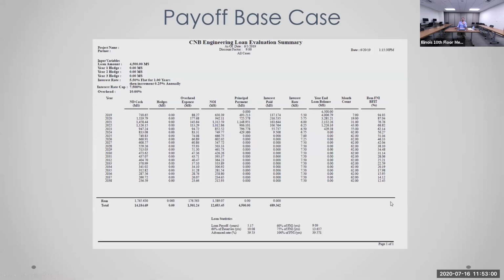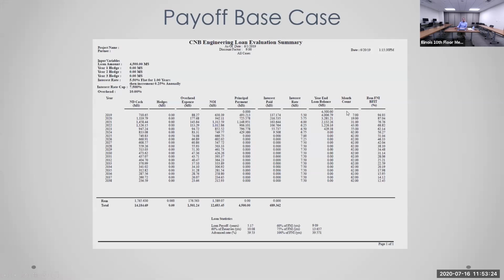And then this is right here. Remember, we're talking about 60% of the future net income. It will be at 9 years. The 75% of F&I is 13.65, and then 100%, you will get all the possible money back, all be in 39.6 years.